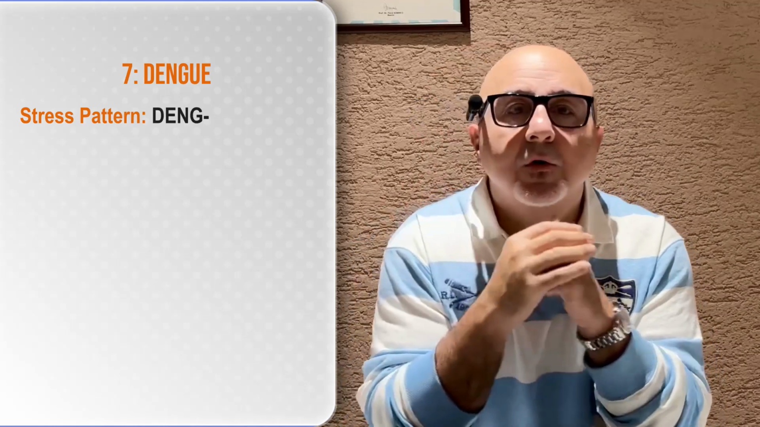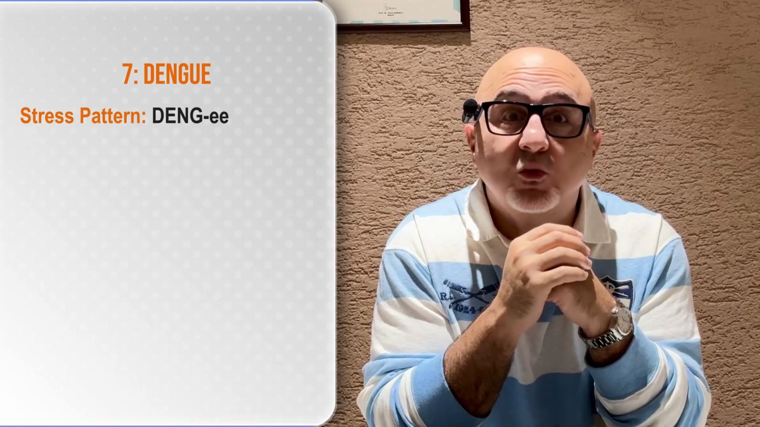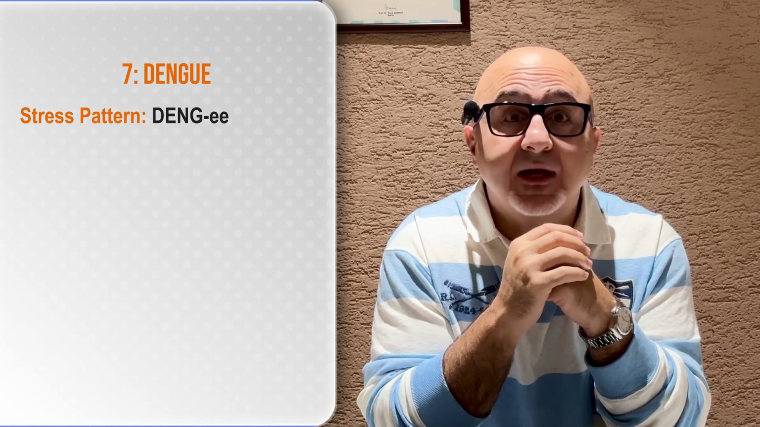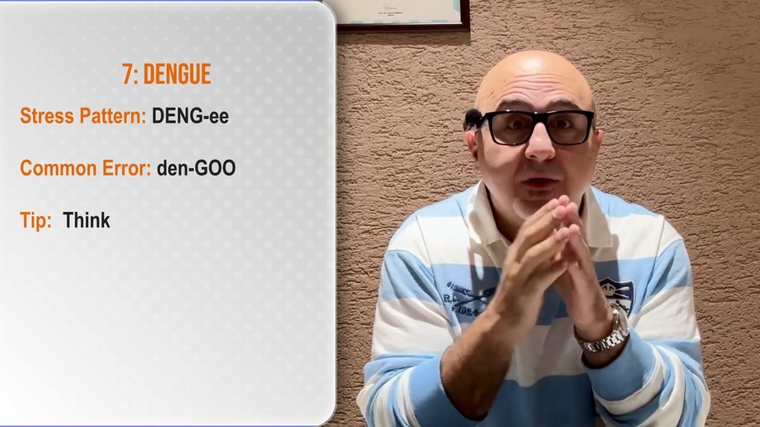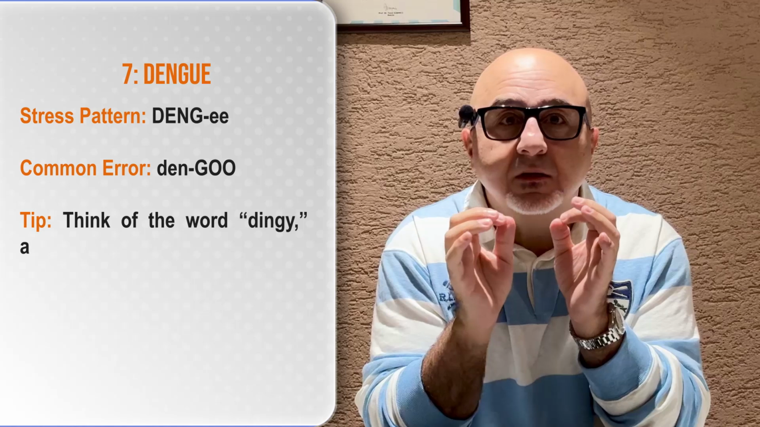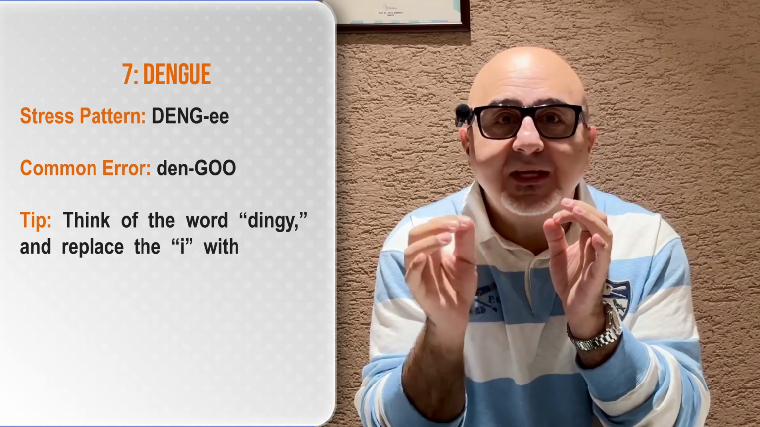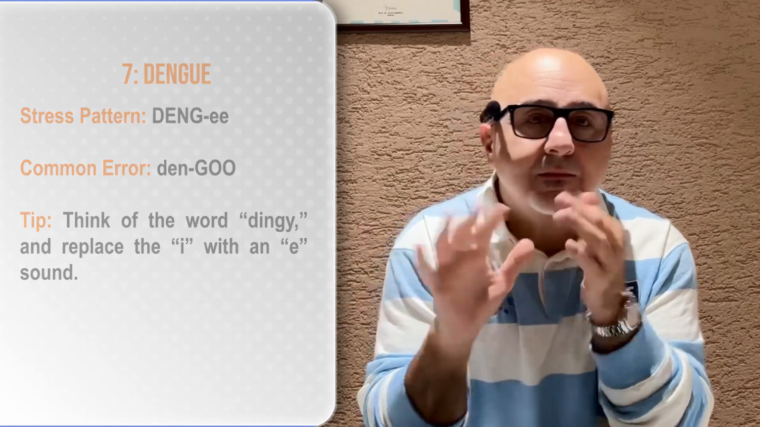Number seven, dengue. Dengue or dengui, which one is it? It's dengi, often pronounced as it's spelled, den-gyu. This word should sound like dengi. Common error: den-gyu. Tip: think of the word dingy and replace the I with an E sound: dengi.